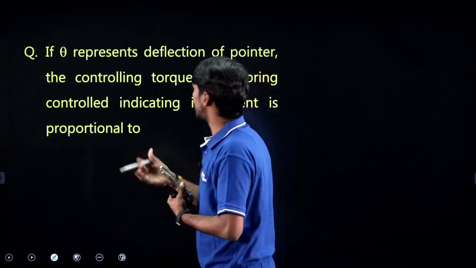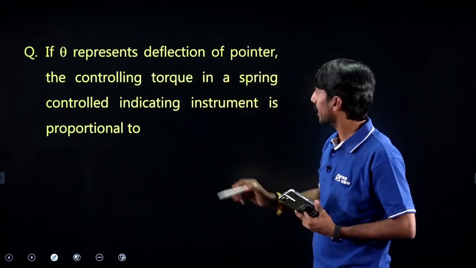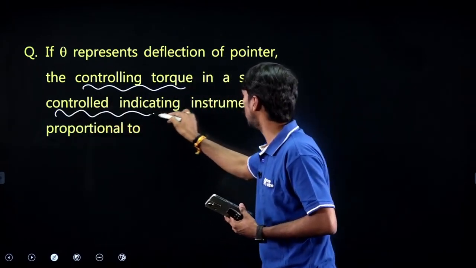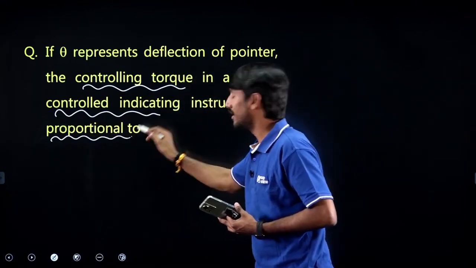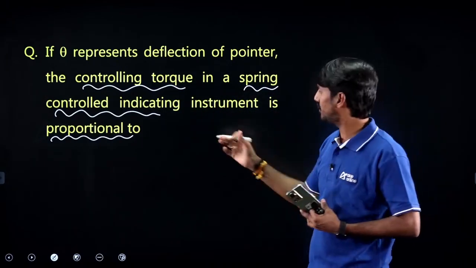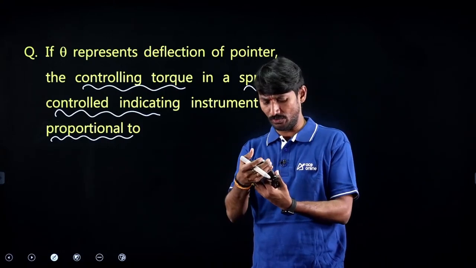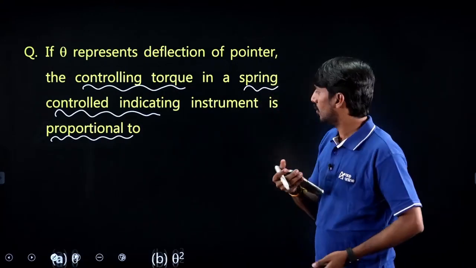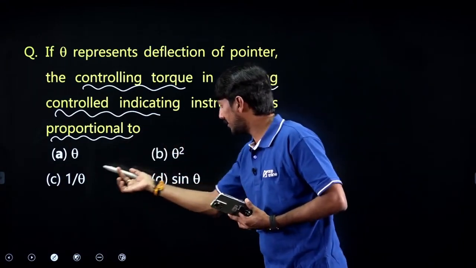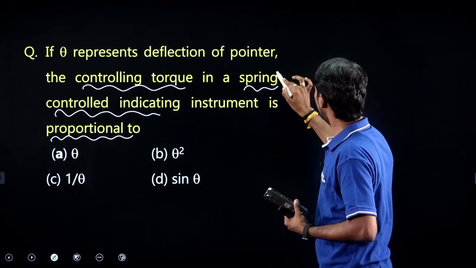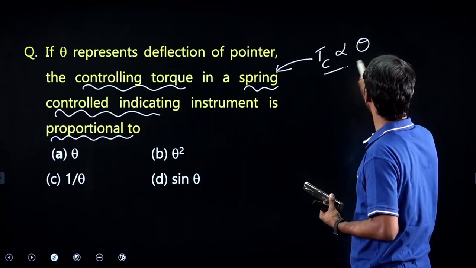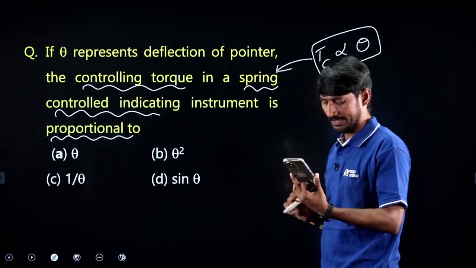If theta represents the deflection of the pointer, the controlling torque in a spring controlled instrument is proportional to, earlier the question was gravity, this question is spring controlled. What is it without the options? Just try to give the answer. Okay, I am showing the options, don't worry. One is theta square, another is 1 by theta, sin theta. Simple. In the spring control method, controlling torque is proportional to theta. Straight away, you have to follow, yes, this is theta.